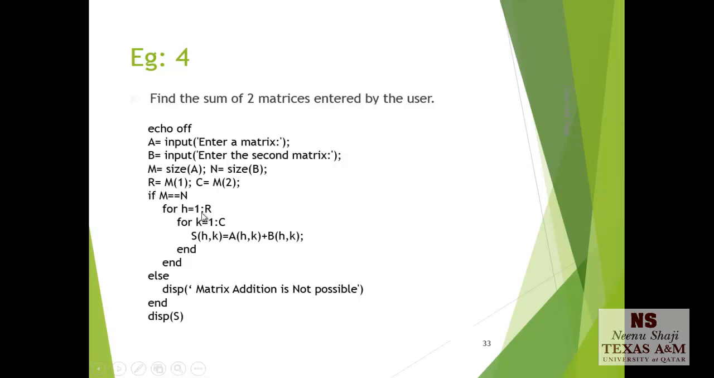For h equal 1 to r, which is the row number, and for k equal 1 to c, which is the column number, the new matrix S of h comma k would be A of h comma k plus B of h comma k, and then end the for loop and another for loop. Else display matrix addition is not possible. Then you write end and display S.